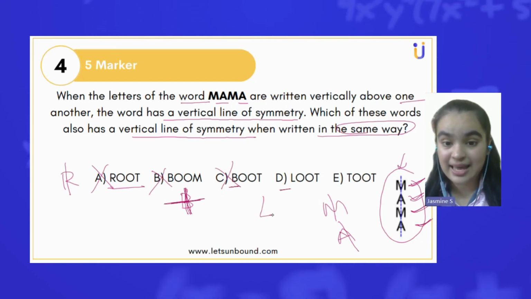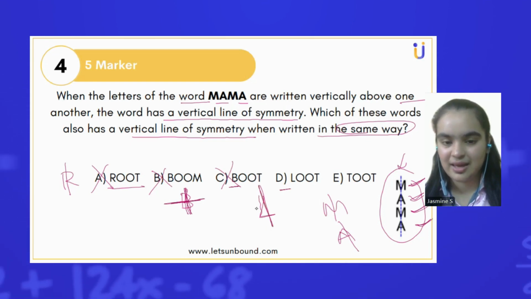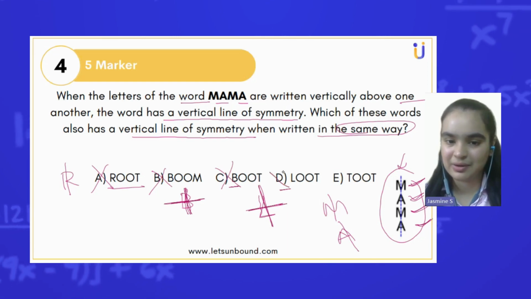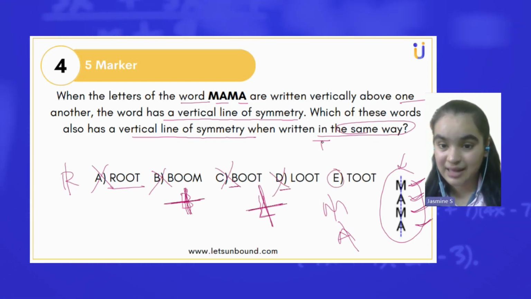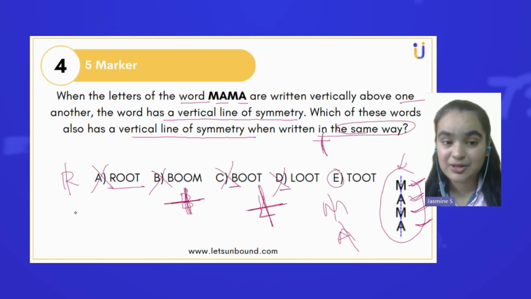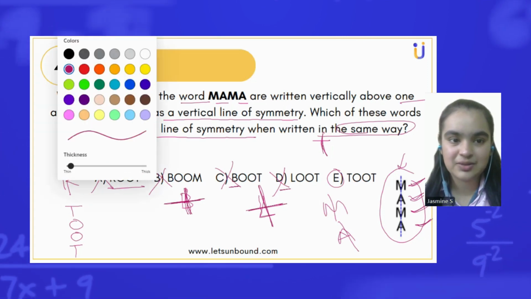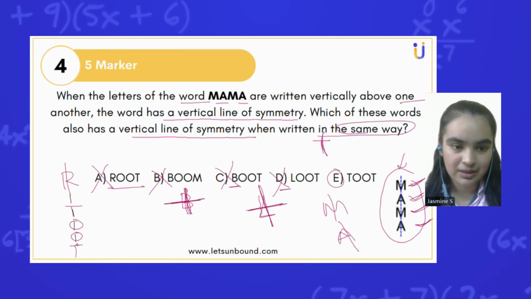Option D has L. It does not have any symmetry. We cannot divide it using horizontal or vertical lines, so this is also wrong. In option E, T has a vertical line of symmetry. So if we write TOOT, we can easily divide this using our vertical line of symmetry like this.